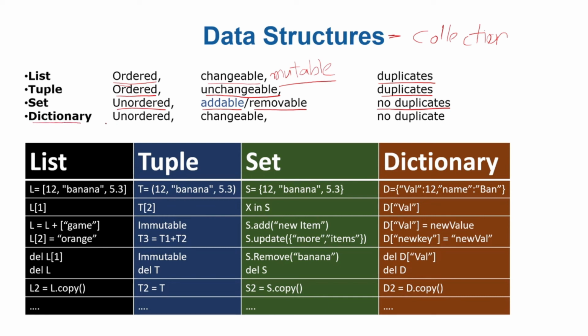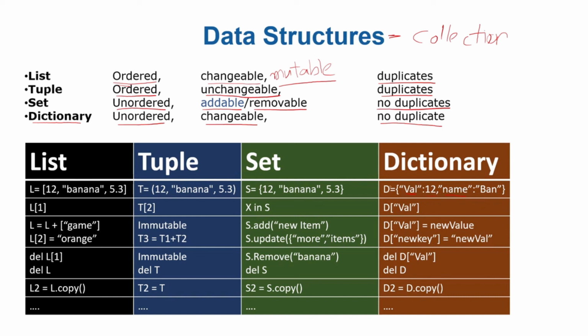Dictionary, a very, very powerful data structure. Again, a dictionary is just like a set. It is unordered. Again, changeable, you can change the items in the dictionary, and it does not have duplicates because it's basically a set. The power of a dictionary is that each item consists of a pair, and one value in the pair is called the key and the other is called the value. For example, val is the key for 12, name is the key for band, and so on.